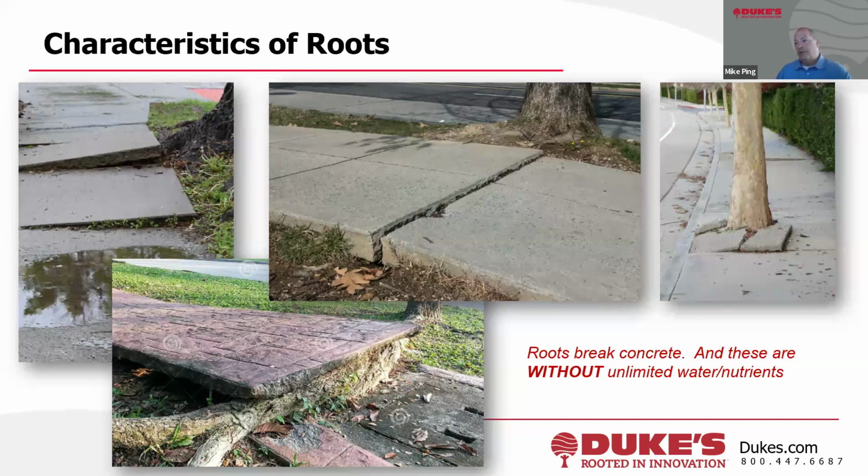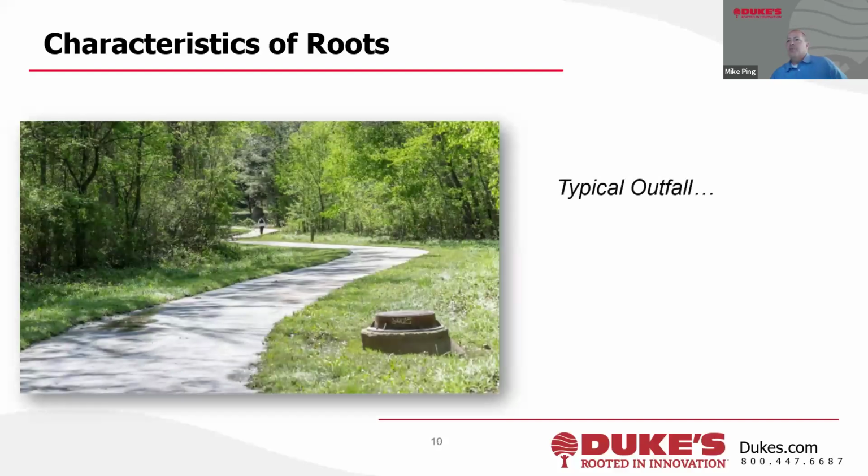So in these examples, roots are breaking concrete, and this is important to note: these are without unlimited water and nutrients. These are topside, and not getting the turbo fuel that's down below. So with all that being said, here is a typical outfall, this is East Coast, a lot of vegetation. You can see a manhole in the forefront, and the lady walking on the trail, and another manhole back behind her, with the pipe segment down below this.